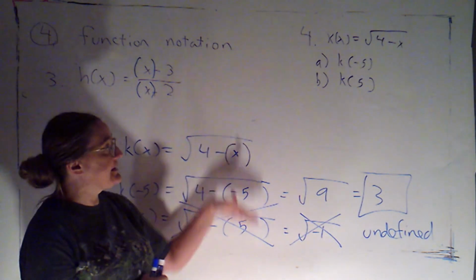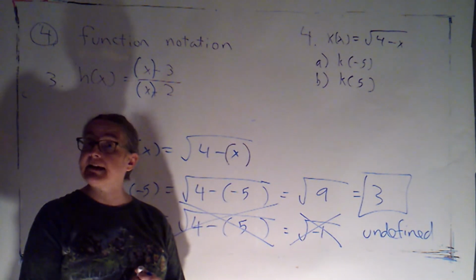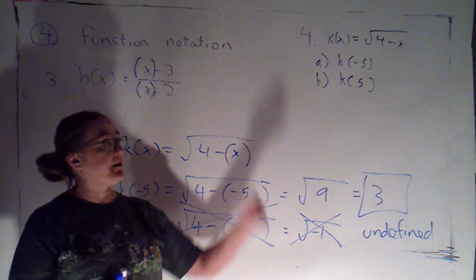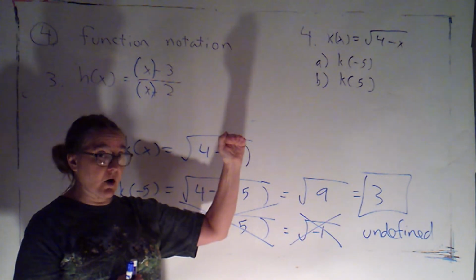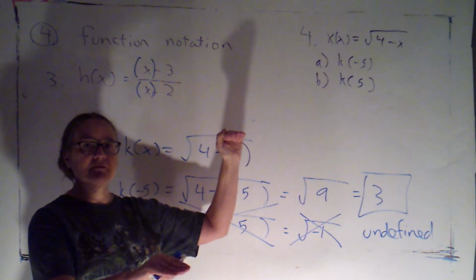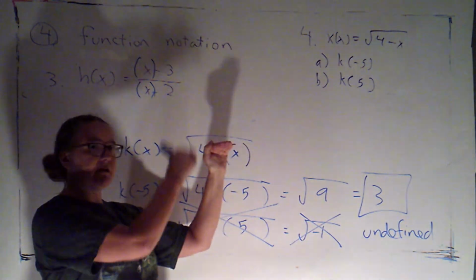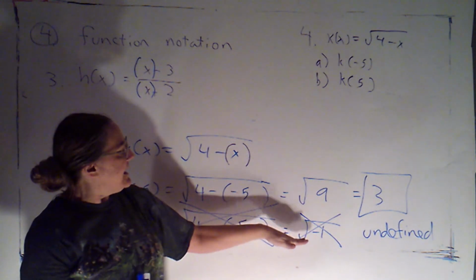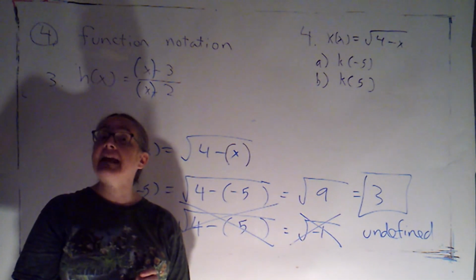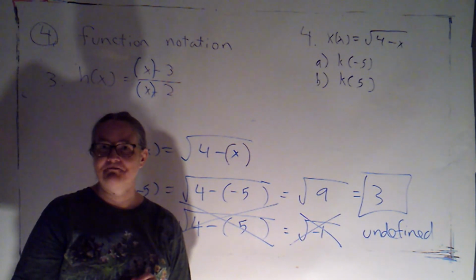So, the two scenarios that we've seen so far where you're going to get something that's undefined are if when you plug in something, it puts a 0 on the bottom, that's undefined. Don't write it. If you did write it, cross it off. Okay. If you end up taking an even root of a negative, that's undefined.